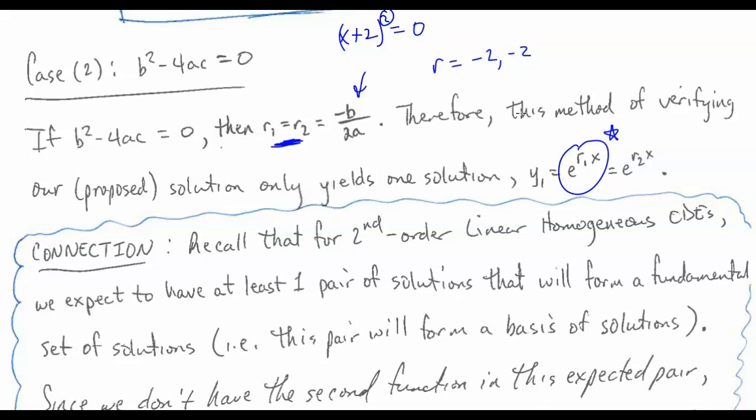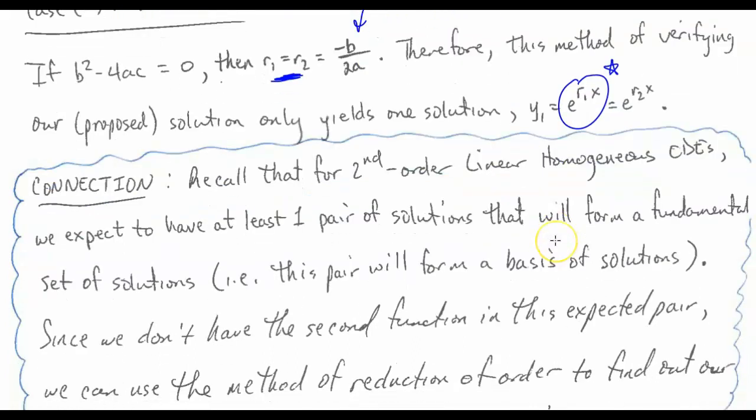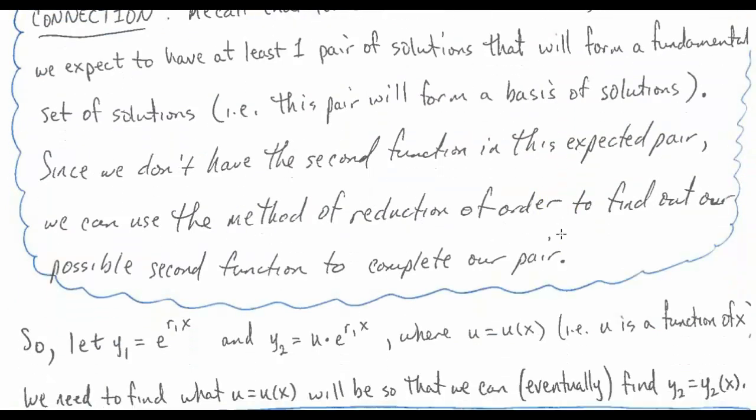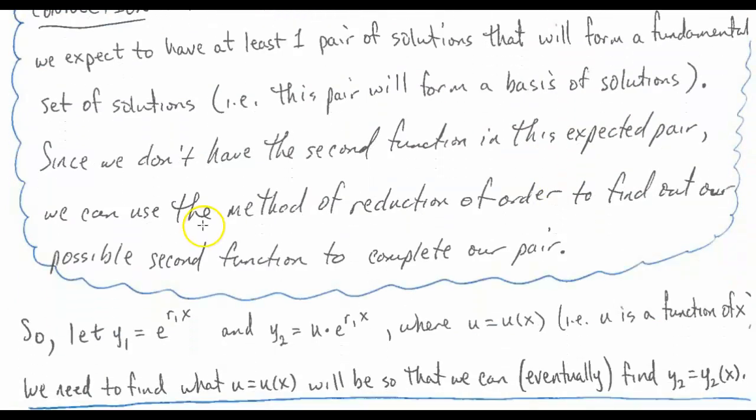Okay. And that's exactly what we're going to do here. So we are essentially going to say if one solution is e raised to the r1x, then by reduction of order, we're going to assume that our second solution would be another function of x times what y1 is. Okay.